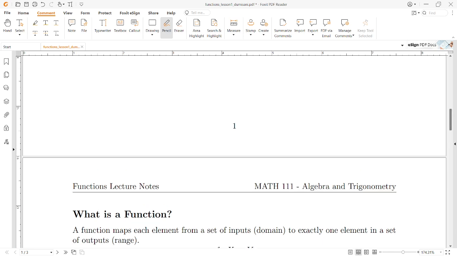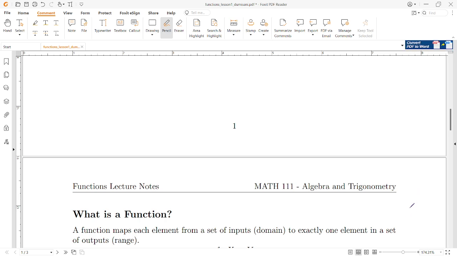A function maps each element from a set of inputs, which we call the domain, to exactly one element in a set of outputs. So the keywords here are inputs and outputs. We have a set that contains inputs and another set that contains outputs. So we are basically mapping elements from one set to another.